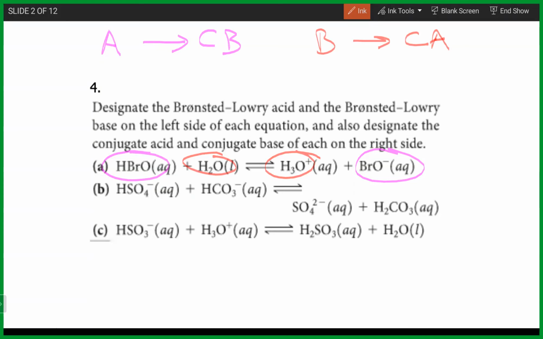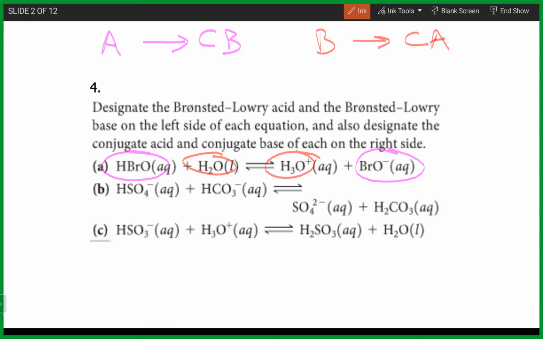So in this case, water is going from H2O to H3O plus. It's acting as the base. And then the HBrO is losing that proton. It's going to BrO minus. So it's acting as the acid here. And then just looking at the reactions with these pairs, we're going to have an acid on one side, the conjugate base on the other, or vice versa. We'll have the base on one, the conjugate acid on the other.